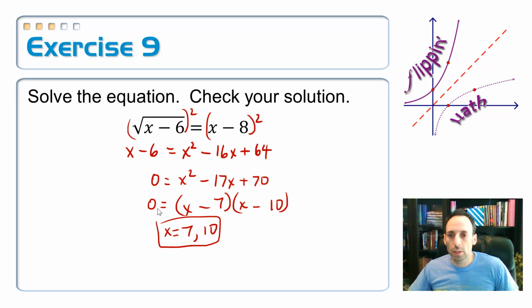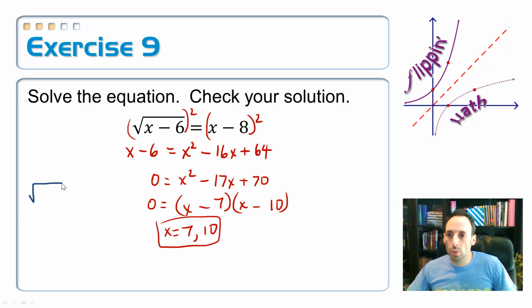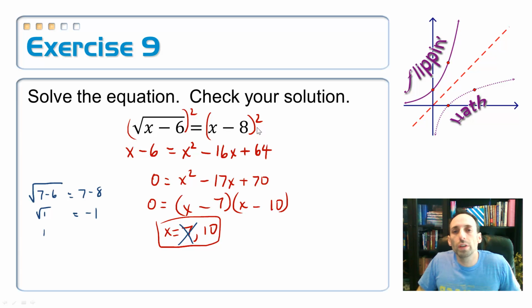Let's check them, shall we? So let's check the 7. I'm gonna switch colors here. It's blue. So on the 7 here, I would have the square root of 7 minus 6. The square root of 7 minus 6 is just 1. Square root of 1 is 1. Is that equal to, on the left-hand side, 7 minus 8, which is negative 1? Oh, that doesn't work. What's that called again? Whenever you solve it and you get an answer that looks like it works, but it doesn't? That word.